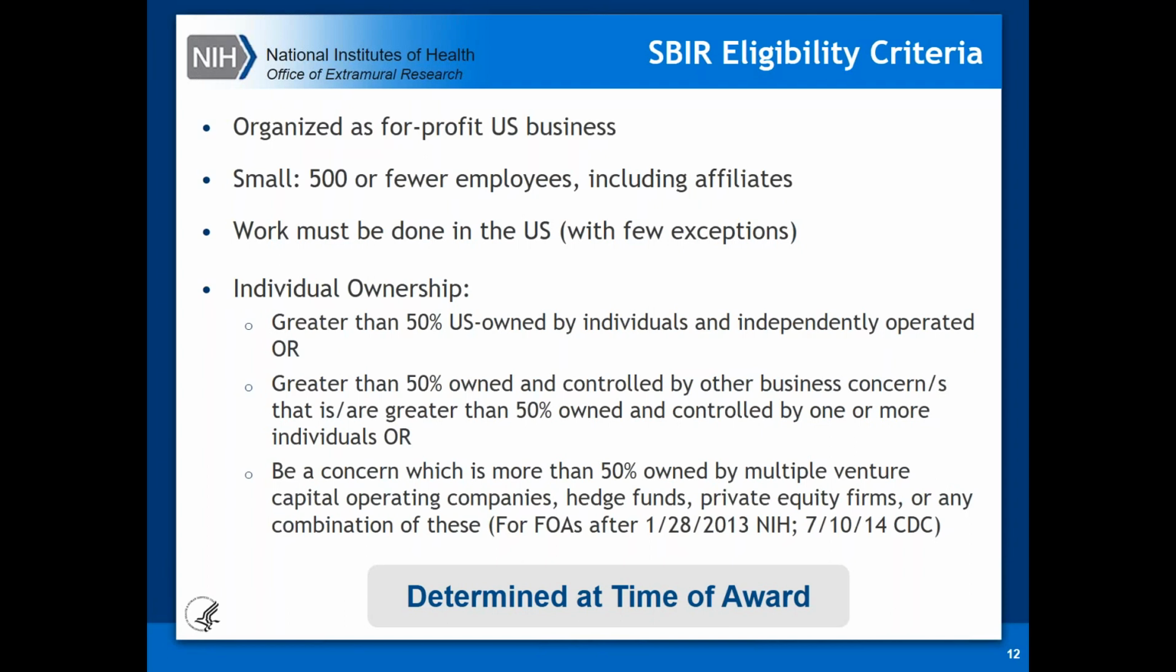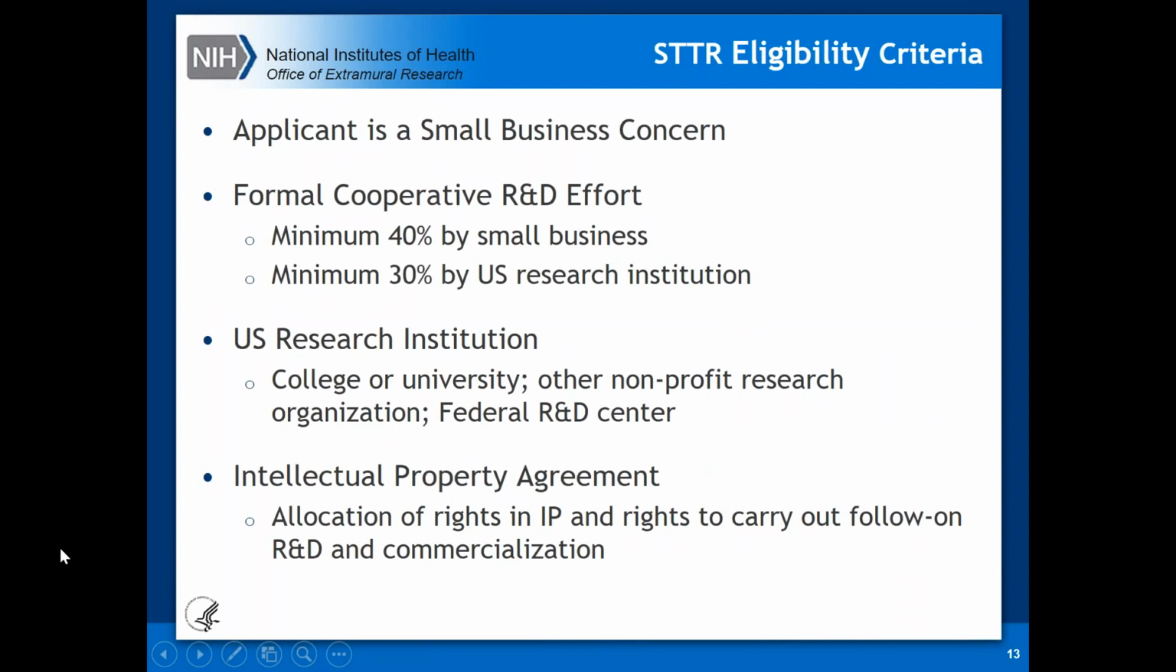Owned by individuals and independently operated, or you can be greater than 50% owned and controlled by other business concerns that are greater than 50% owned and controlled by one or more individuals, or be a concern which is more than 50% owned by multiple venture capital operating companies, hedge funds, private equity firms, or any combination of these. So please note, SBIR eligibility is determined at the time of award. So you can apply, and as long as you actually meet the criteria by the time of award, you're good to go.